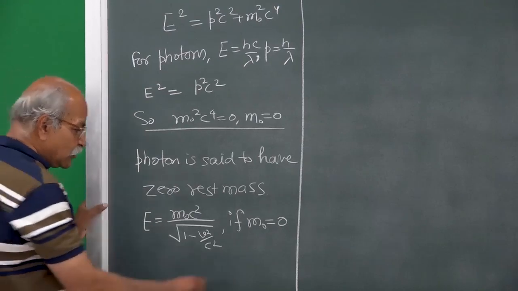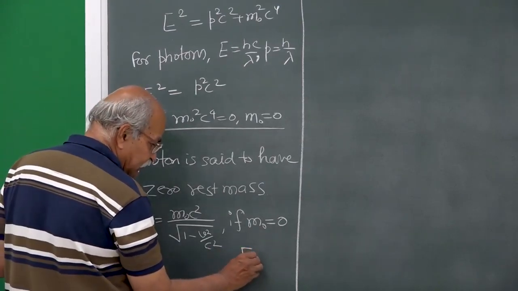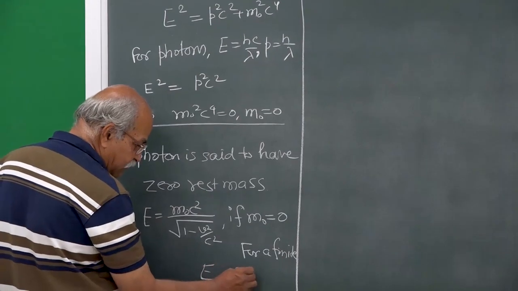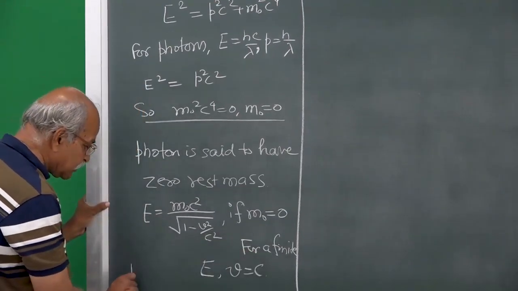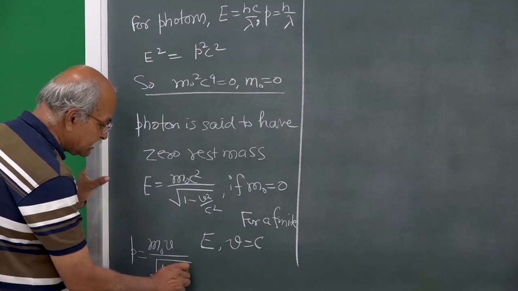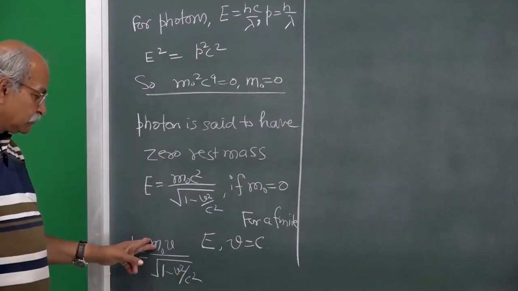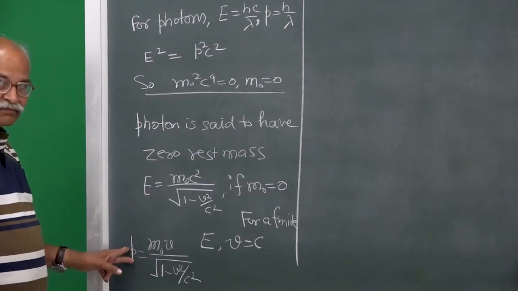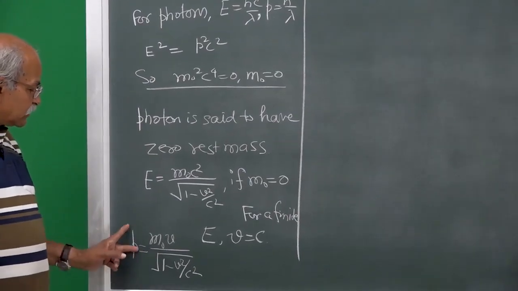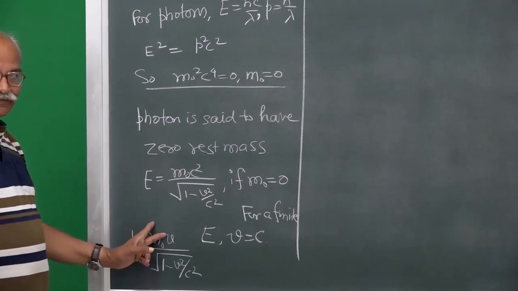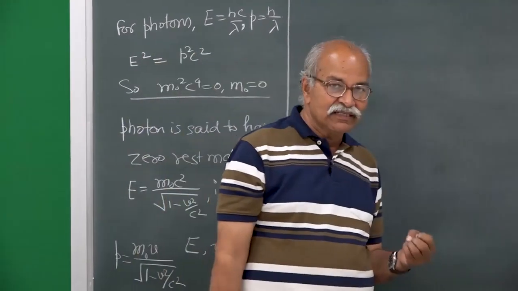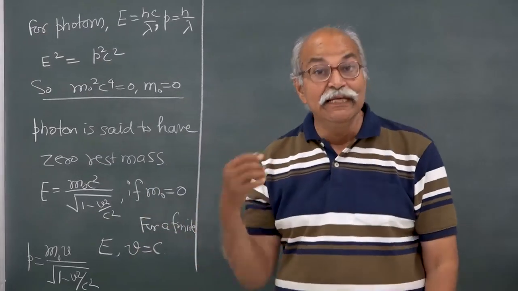So, if m naught is 0, then for a finite energy, this v must be equal to c. And similarly, momentum P is m naught v over square root of 1 minus v square by c square, same story. If m naught is 0 and this P is not 0, the only way it is possible is that the denominator is 0, because then 0 multiplied by this becomes a finite value. So, if a particle has 0 rest mass, it must move with velocity c, any particle.